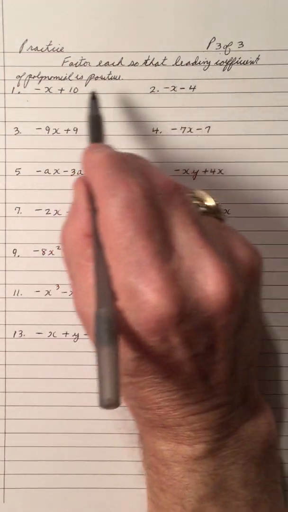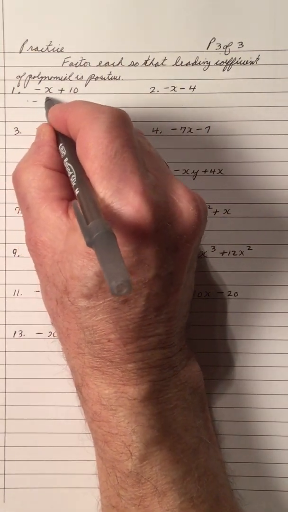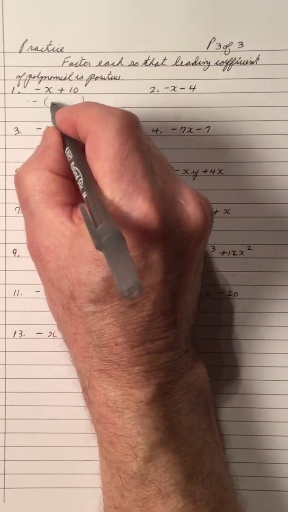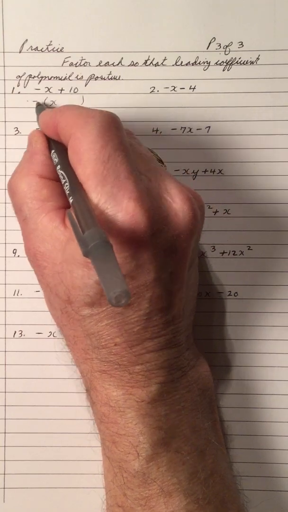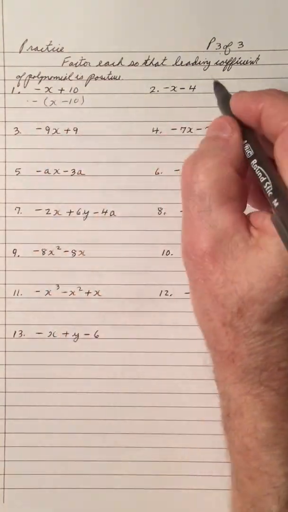Factor each so that the leading coefficient is positive. Here we go, factor. I have a negative, take it out. Negative divided by negative is positive. Positive divided by negative, negative. So notice taking the negative out, change the sign.